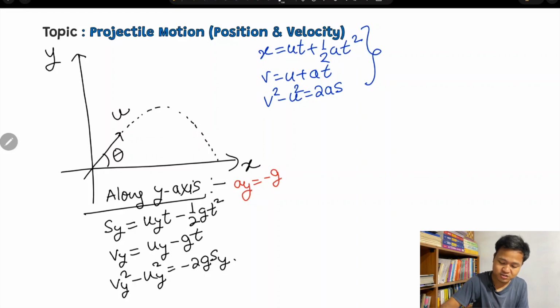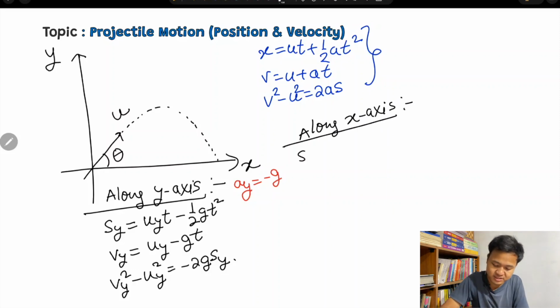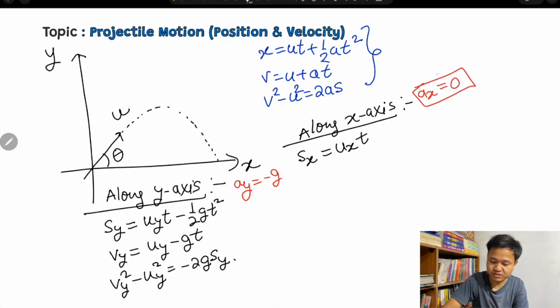Along the horizontal, along the x-axis, the displacement along the x-axis equals ux into t plus ax into t square by 2. But ax is 0, so there is no acceleration along the horizontal component. Therefore, I will have only ux into t. So s equals ux into t. Any displacement along the horizontal is the horizontal component of velocity into time.